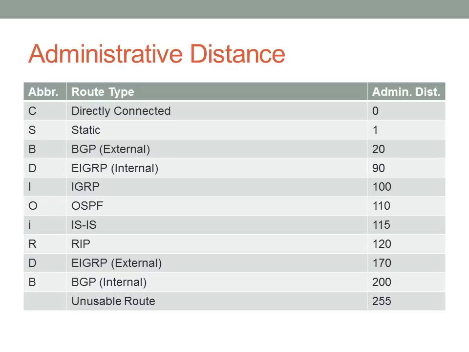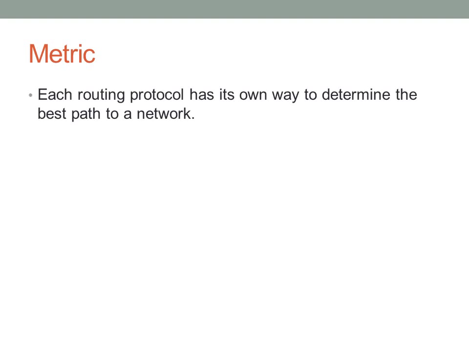So the idea here is that administrative distance can be used to prioritize when multiple routing protocols are running on a single router, and you may run into scenarios where that's the case. Now, we have to talk about a concept called metric, which is used in a lot of different routing protocols. Each routing protocol has its own way to determine the best path to a network, and I talked about this a little bit earlier. For some routing protocols, it involves bandwidth. For others, it just involves a single hop. For others, it can be a little bit more complicated than either of those two.